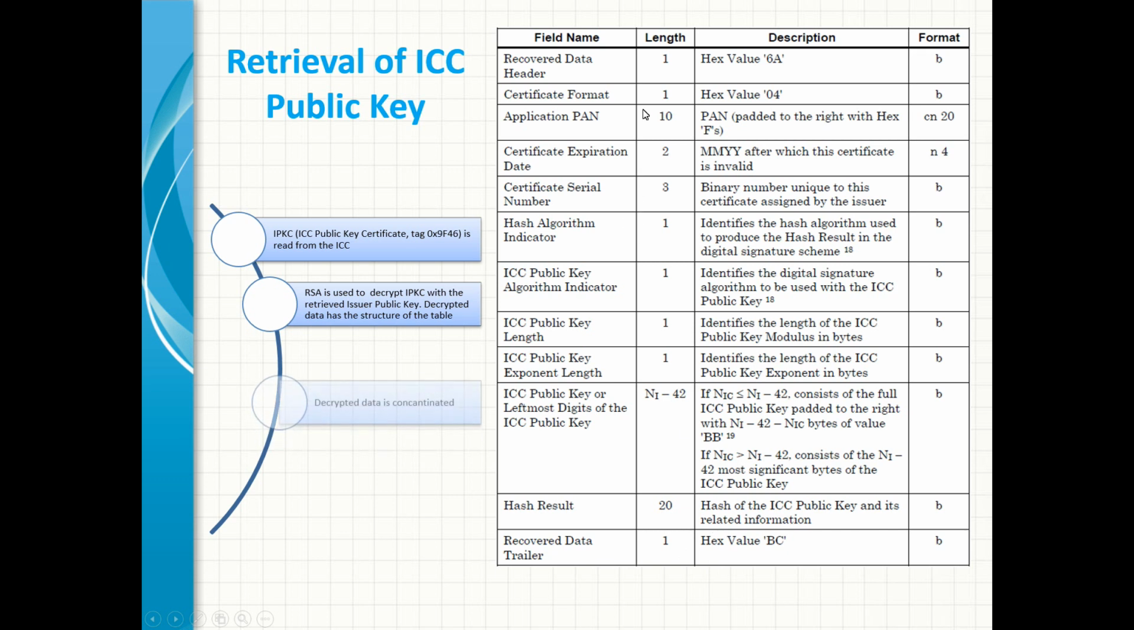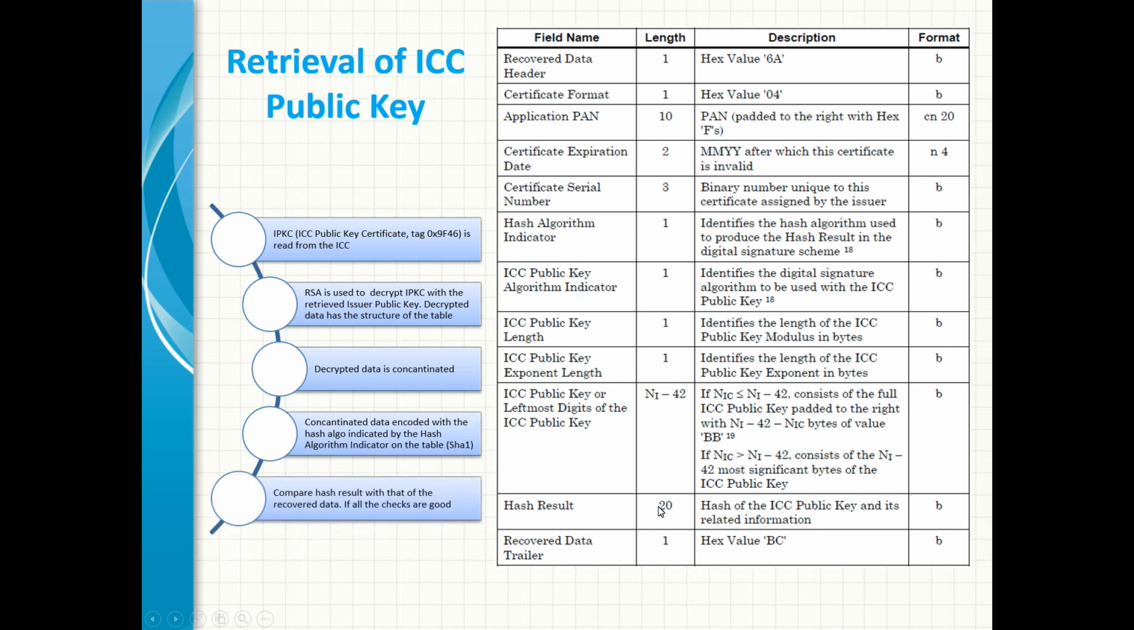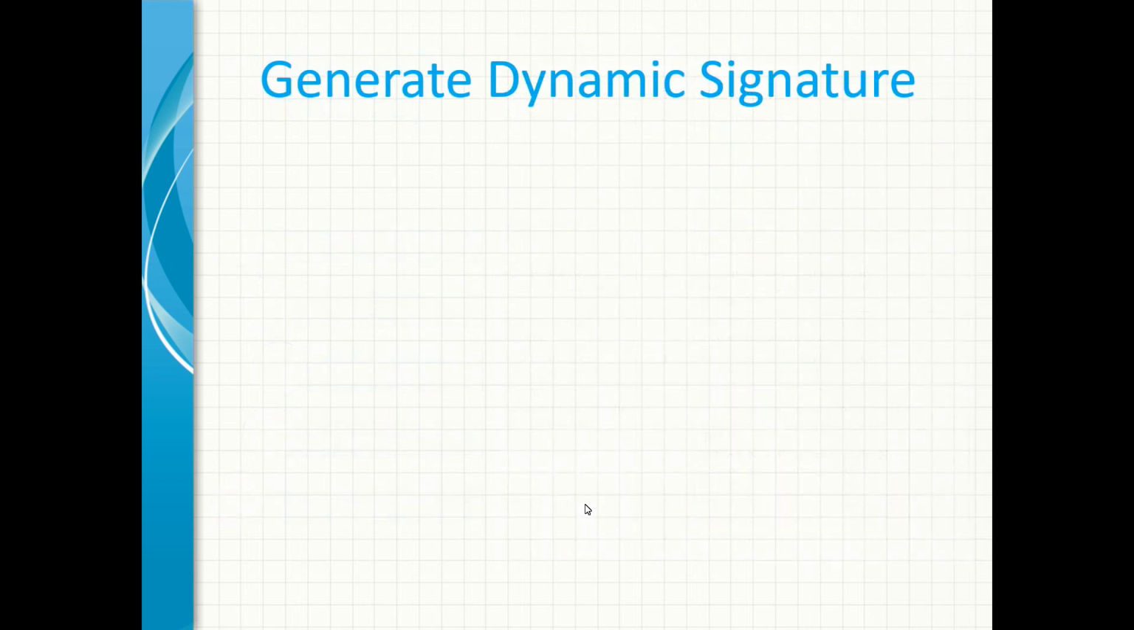And after that, we concatenate from the second to the 10th element. And after concatenation, we encode the concatenated data with the algorithm specified in the hash algorithm indicator, which is mostly SHA-1. After encoding, we get a hash result of length 20 hex, and we have to compare the hash result with this hash result. And if that is correct, we can go ahead to generate our dynamic signature.